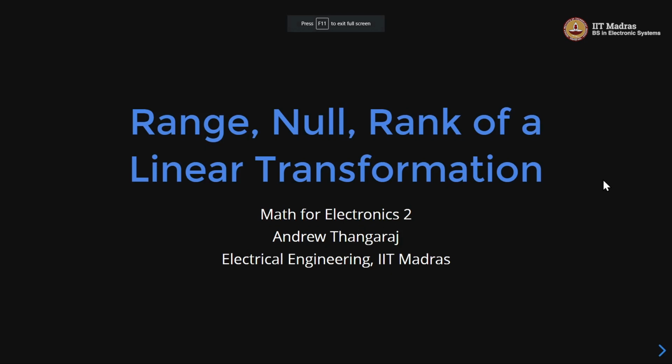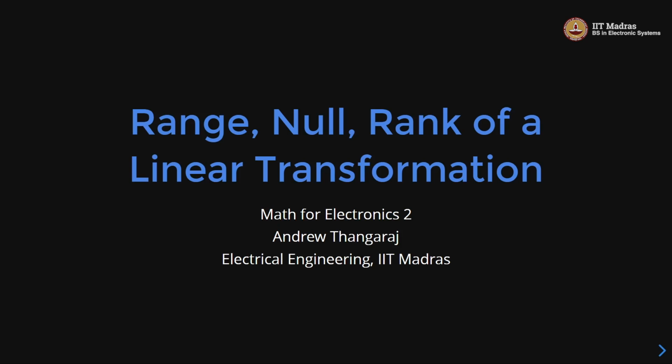Hello and welcome to this lecture. We're going to continue our study of linear transformation and introduce these three important ideas: range, null space, rank, and something called nullity of a linear transformation. So these are very important subspaces associated with a linear transformation. Anytime you have a linear transformation, we'll associate some very important subspaces to it.